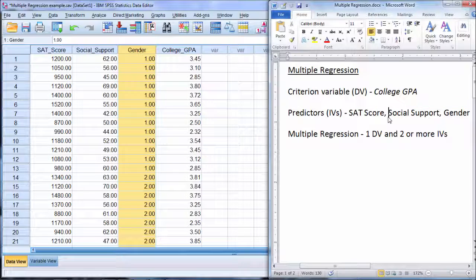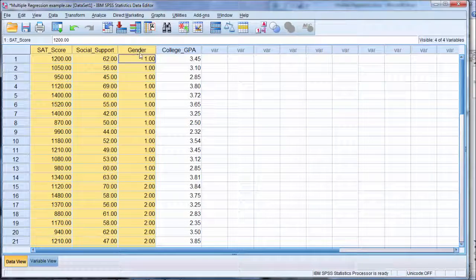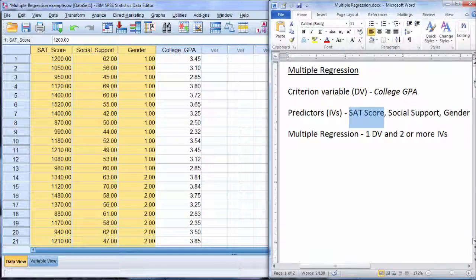Now, in multiple regression, you always have one criterion or dependent variable. For it to be multiple regression, you have to have two or more predictors or independent variables. If you just had one predictor or independent variable, such as SAT score, then that would be simple regression. But since we have two or more, in this case three, we're doing multiple regression.